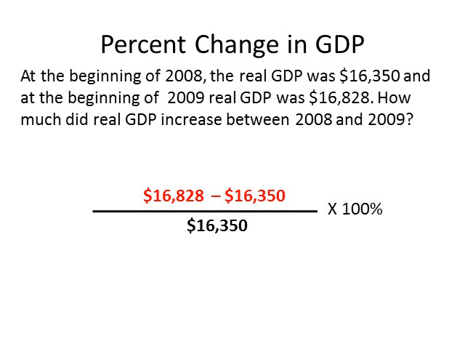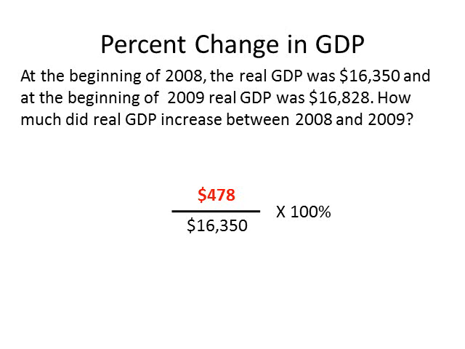Now that all the numbers are in the formula, the next step is to subtract 16,350 from 16,828. The difference between 16,828 and 16,350 is $478.